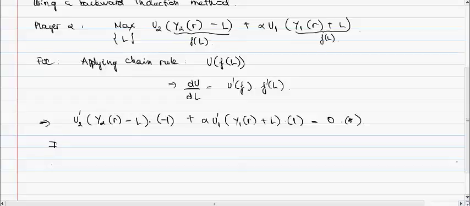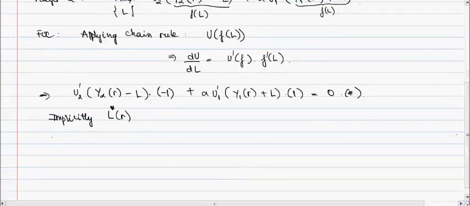So implicitly, L is going to be a function of R. I'll call it L star. If I solve the star equation for the values of L, I should be able to find L as a function of R. And I call that L star because that is the optimal amount of L that the parent is going to choose in order to maximize the objective function. I don't know the explicit form of L as a function of R. However, I know that implicitly the optimal amount of L is going to be a function of R if I'm solving the star equation over here.